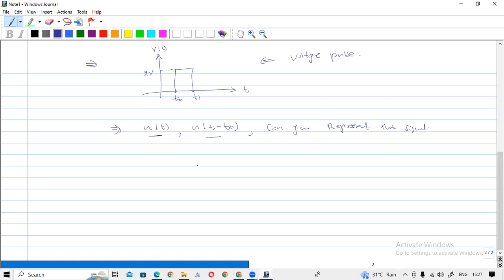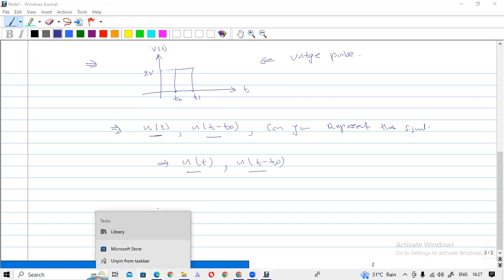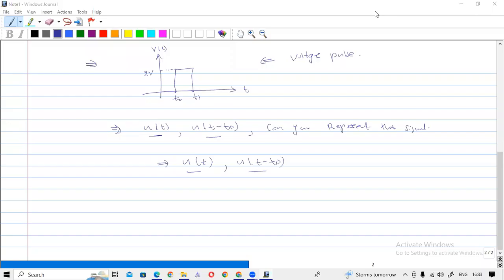u(t) and u(t minus t naught). You have to write using these two signals. Can you do that? I think we have done this in Signals and Systems. If you can remember, I have done this. Try to represent. Okay, I will do this one.